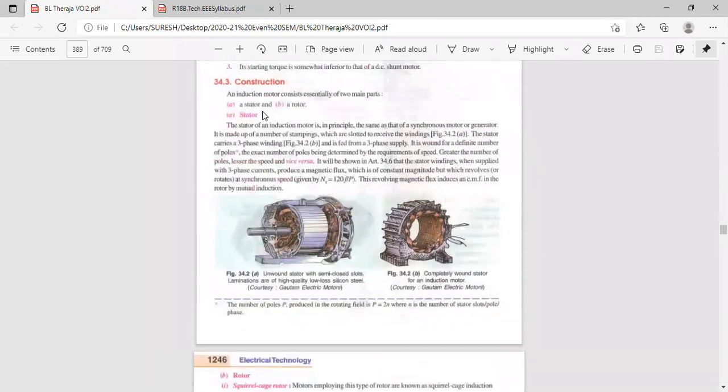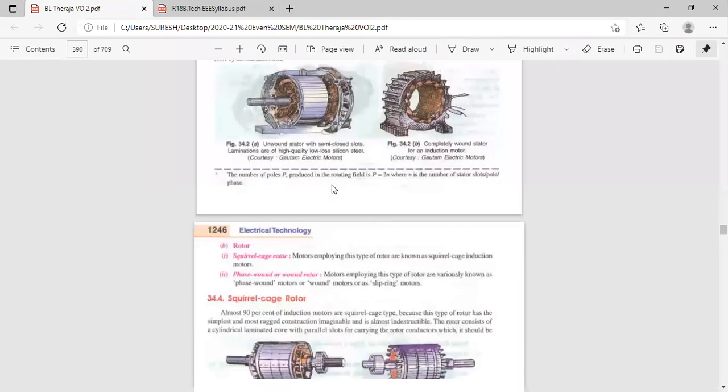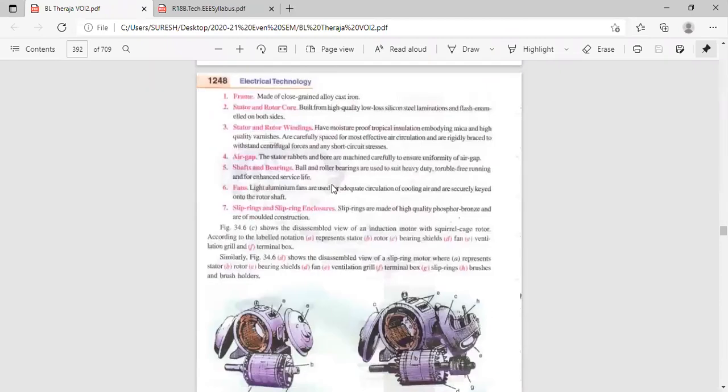Now we have completed the construction, stator and rotor. Stator I have already explained. Ns is the speed of the stator. In the rotor, the actual speed is n. Please remember, n is the actual speed of the rotor. Ns is the speed of the stator, the synchronous speed. Ns is the speed of the rotating flux.